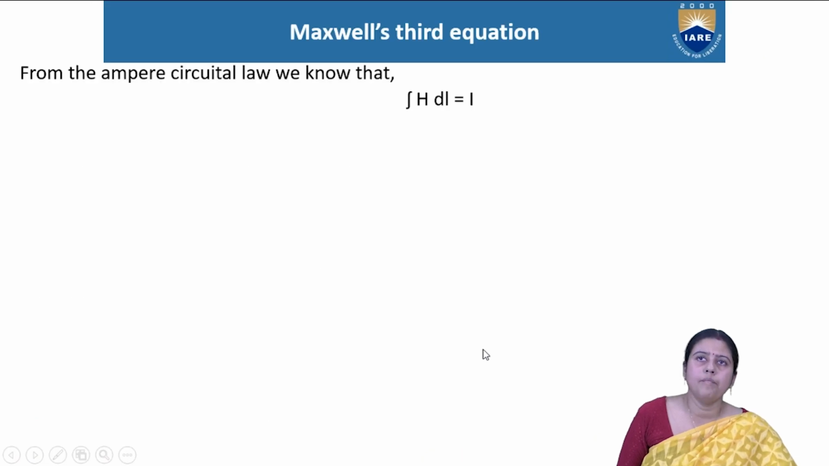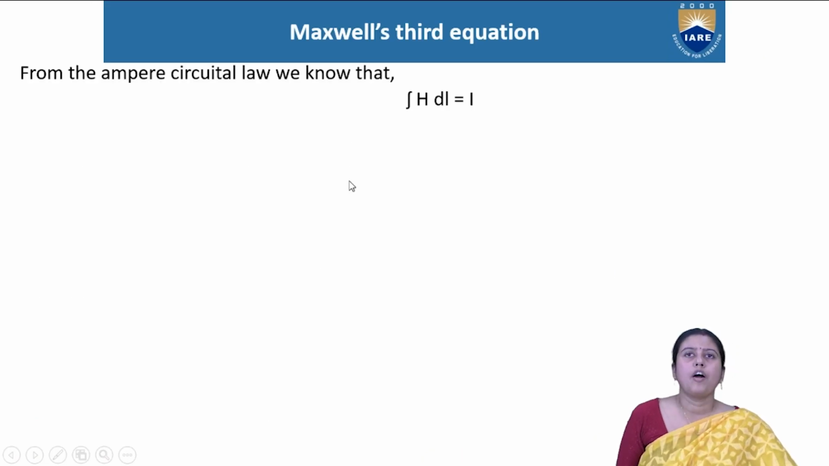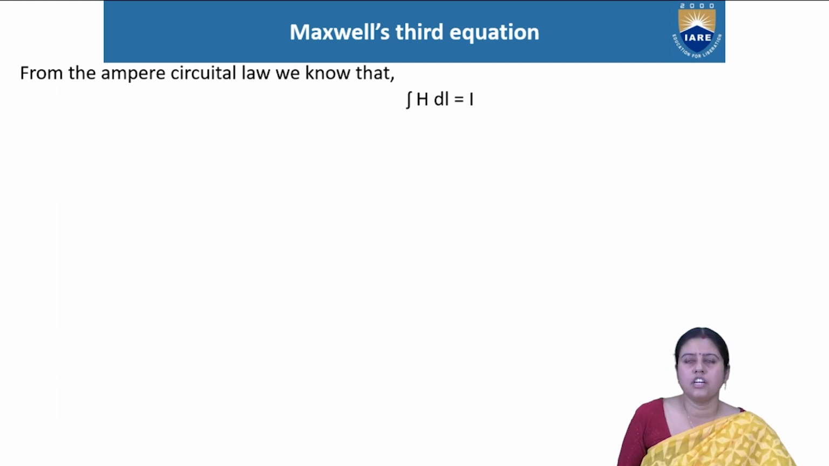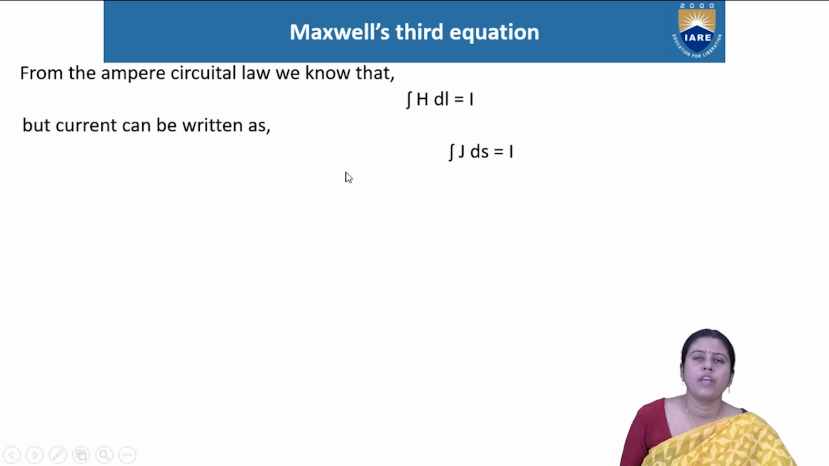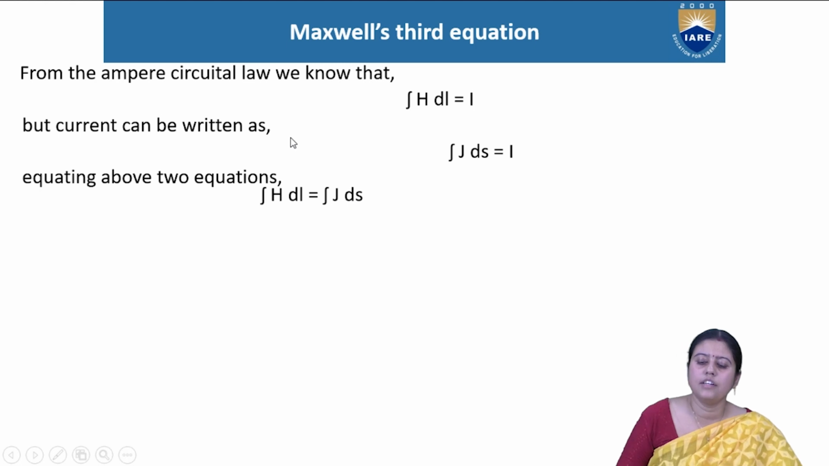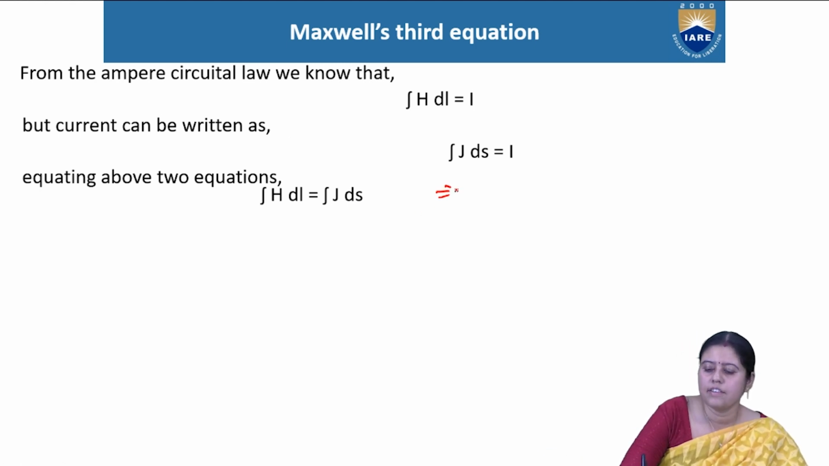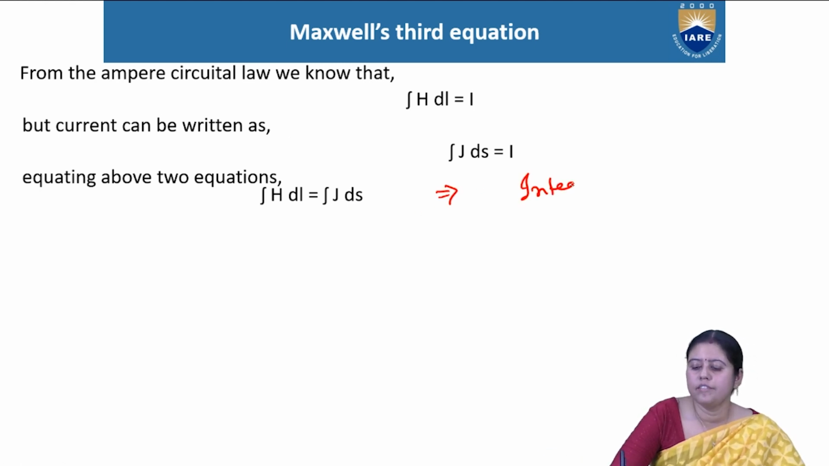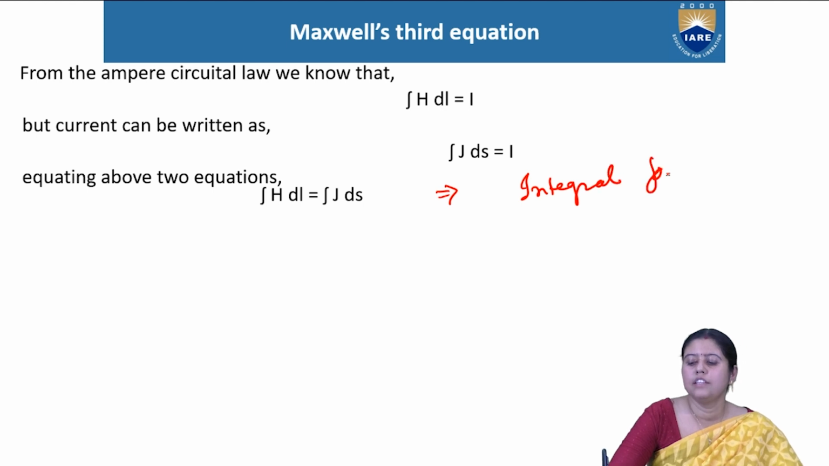Now we will go for Maxwell's third equation. From Ampere's circuital law, we know the integration of H dot dl is equal to I, and the current is J dot ds. So if we equate both together, we get H dot dl is equal to J dot ds, and this is the integral form. Now, how to write the point form?